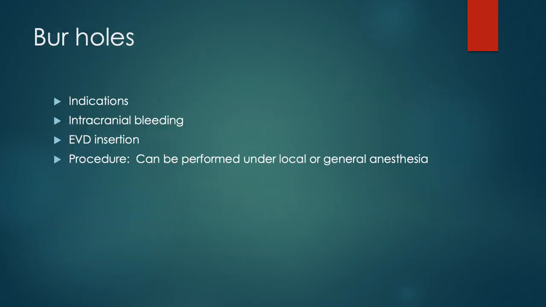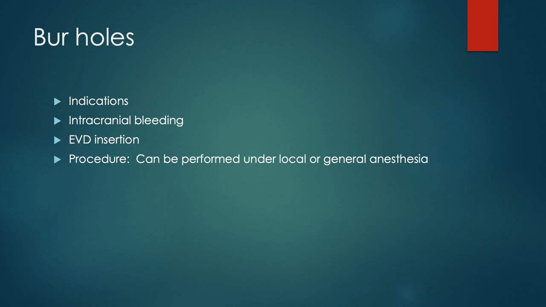So bar holes, why do we do bar holes? Partly the indications are intracranial bleeding. Usually we do them for chronic hematomas if they're done individually, but commonly we do them to access the intracranial cavity. So before we do a craniotomy, the first thing we do is a bar hole, whether we do multiple bar holes and then connect them to do a craniotomy.